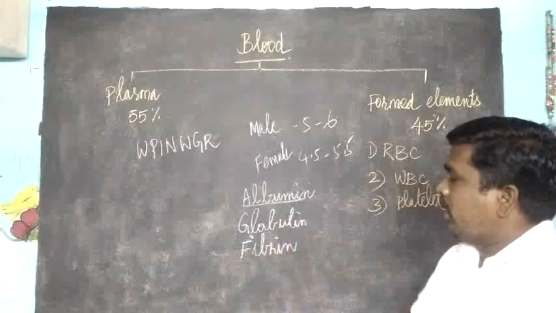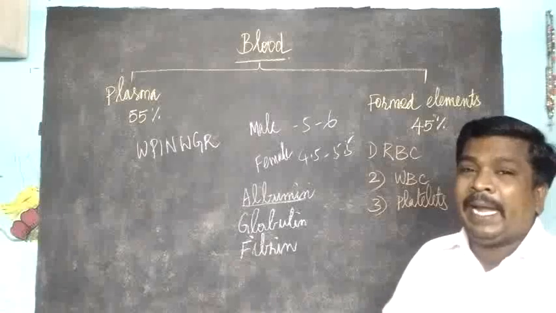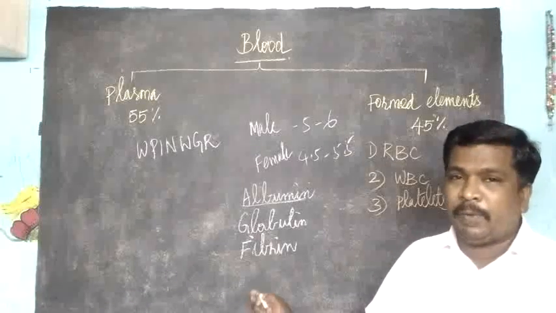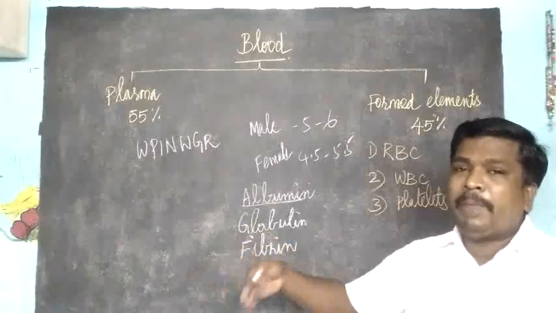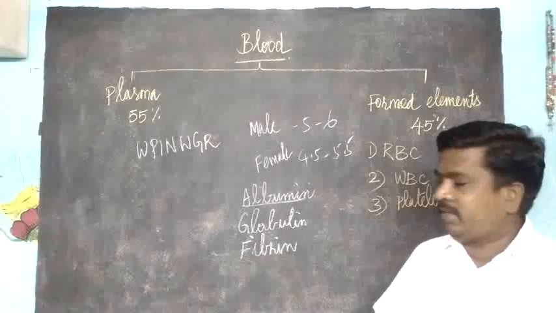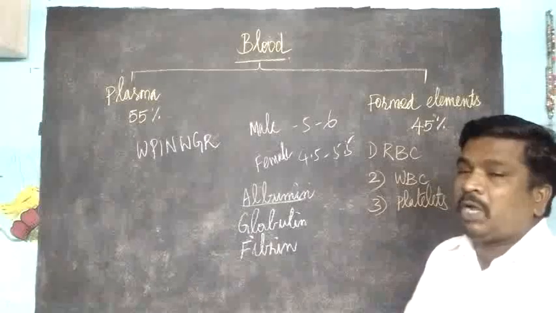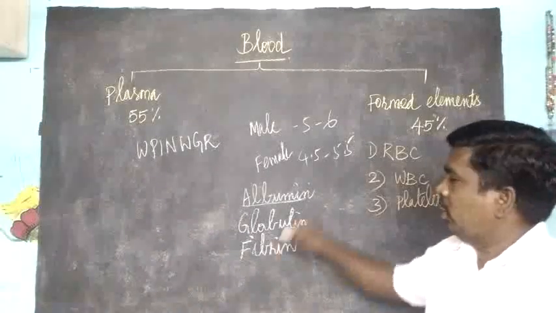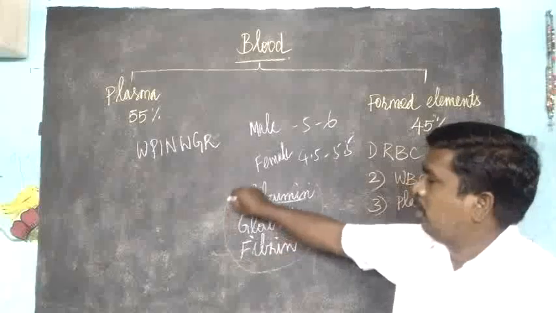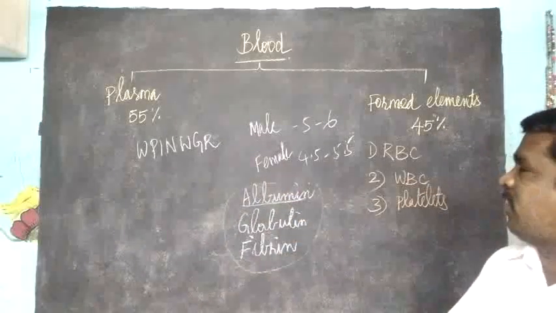Second one, globulin. Globulin is for antibody production. This antibody production helps protect us from infectious agents. Then fibrin, essential for the blood clotting mechanism. Okay, so these are three important proteins present in the plasma.